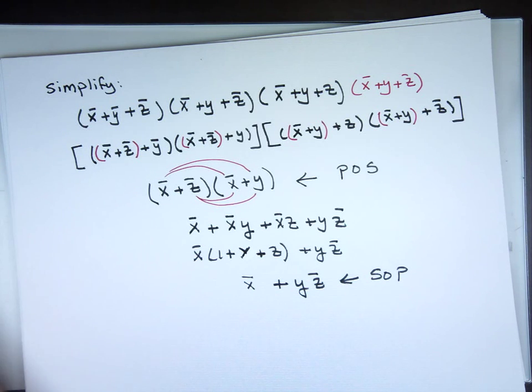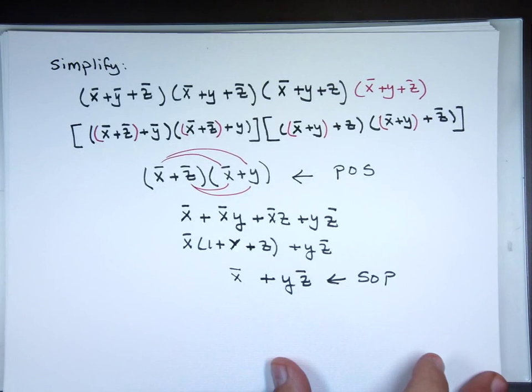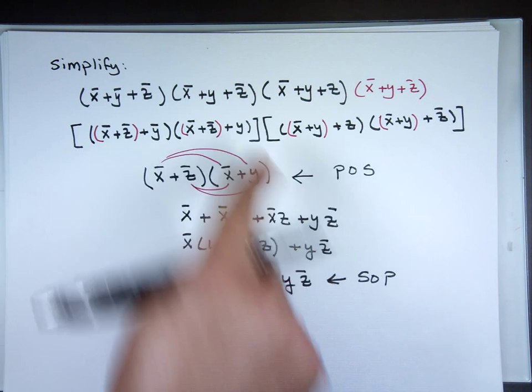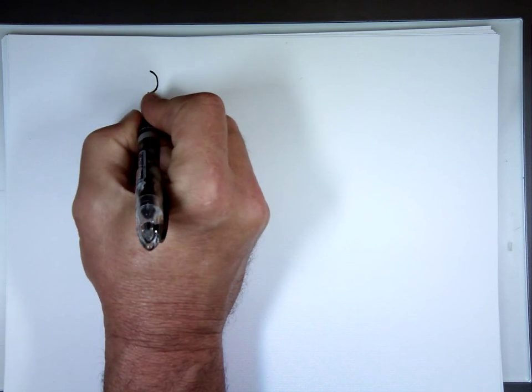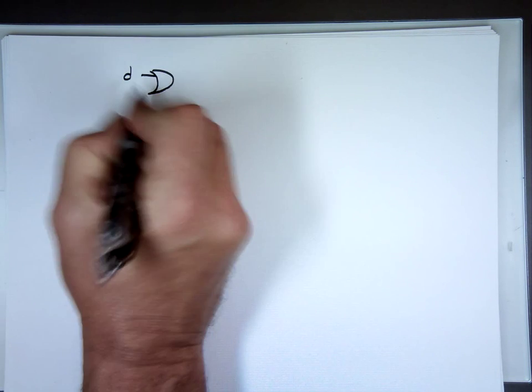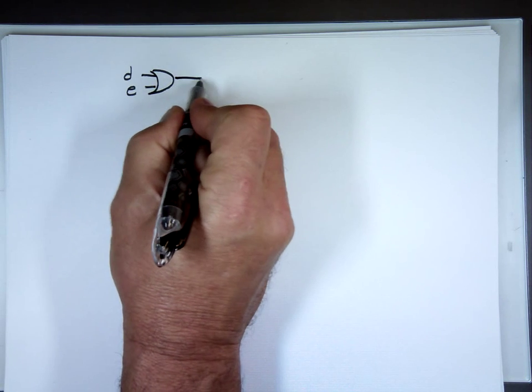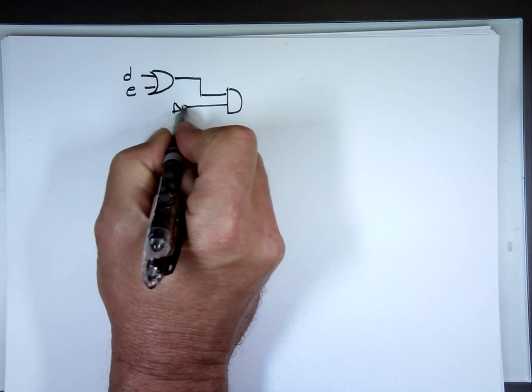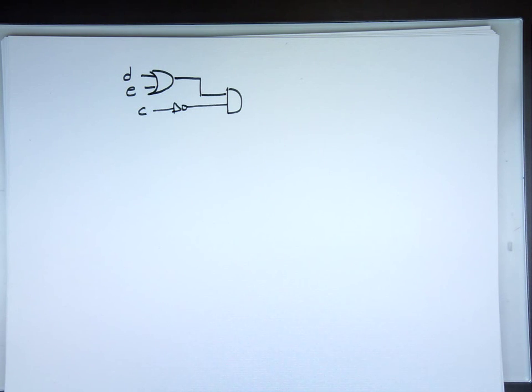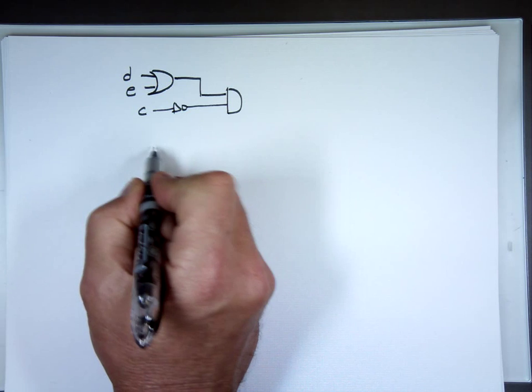Okay. Now the next block, I'm going to work the problem backward. Let's see, what does that mean? I'm going to give you the diagram and have you work it backward, give me the expression. So here's the first one. D and E. C. C, D, E.